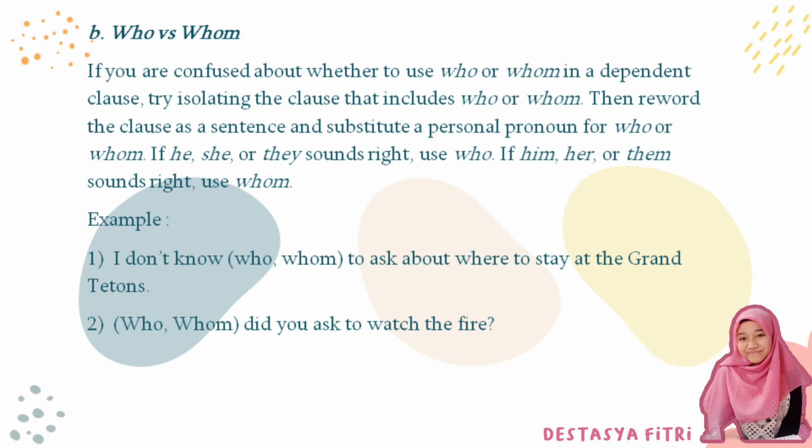Example number 1: I don't know who to ask about where to stay at the Grand Tetons, or, I don't know whom to ask about where to stay at the Grand Tetons. Result: since him, her, or them are the choices that work, the correct choice in this first sentence is whom. I don't know whom to ask about where to stay at the Grand Tetons. Number 2: who did you ask to watch the fire, or, whom did you ask to watch the fire? Result: since her is objective case, you should use whom, which is also objective case.